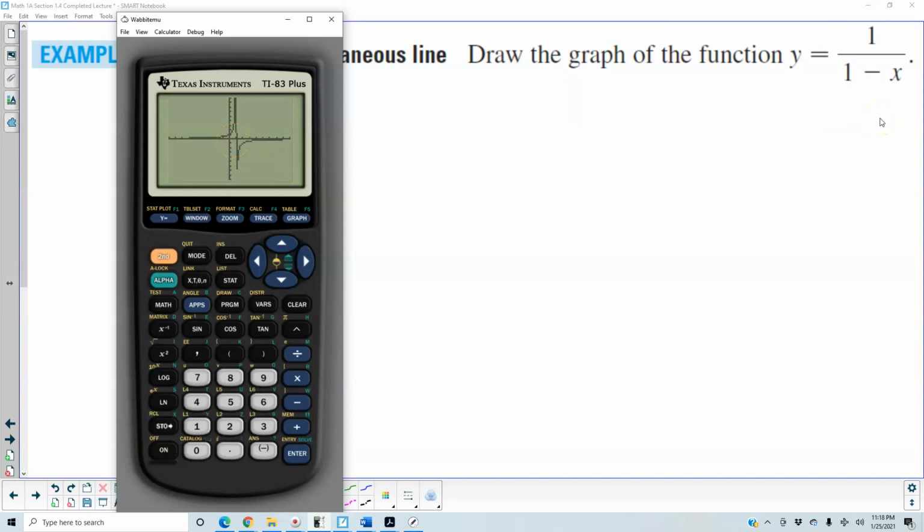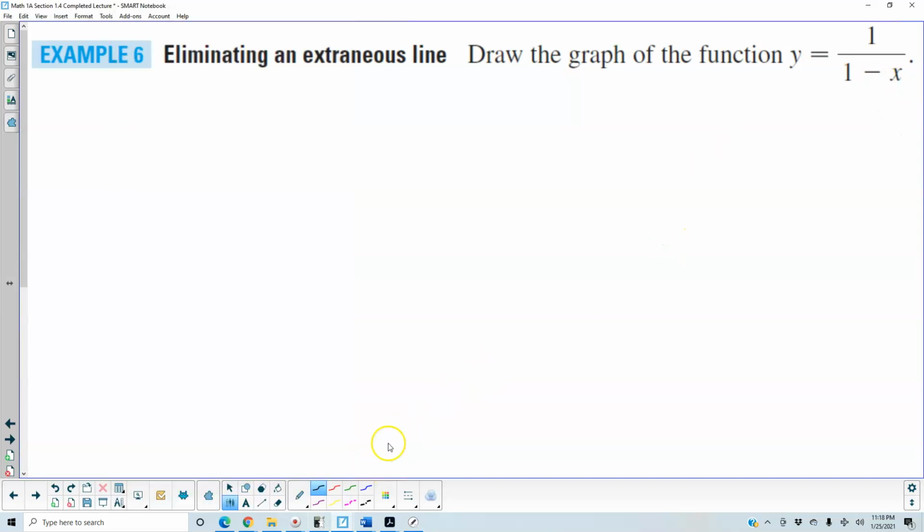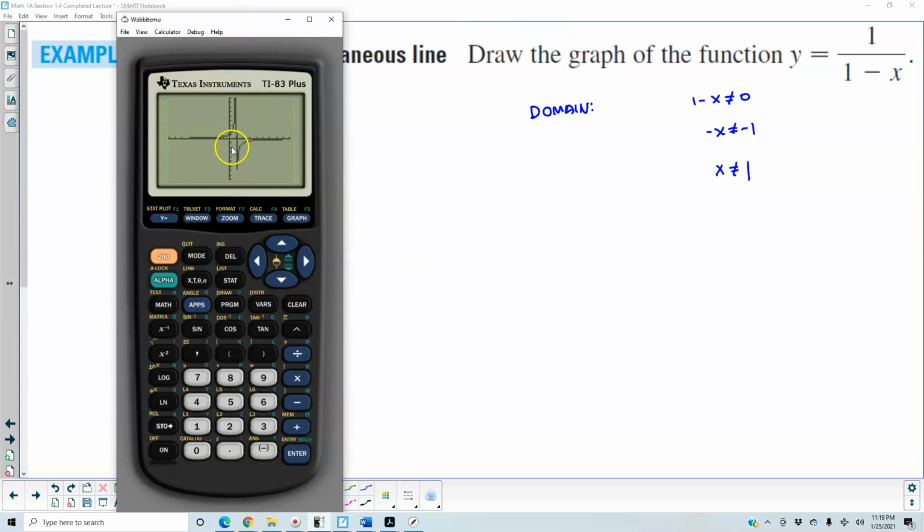And now if we take a look at this function, what is the domain of this function? Well, if we take a look at the denominator, it tells us that 1 minus x cannot equal 0, which means that x cannot equal +1. So therefore, when we look at this graph, we have an extraneous line that should not be there. So we need to come up with another window to make this look a lot clearer than what we see right now. So let's go ahead and change our window.